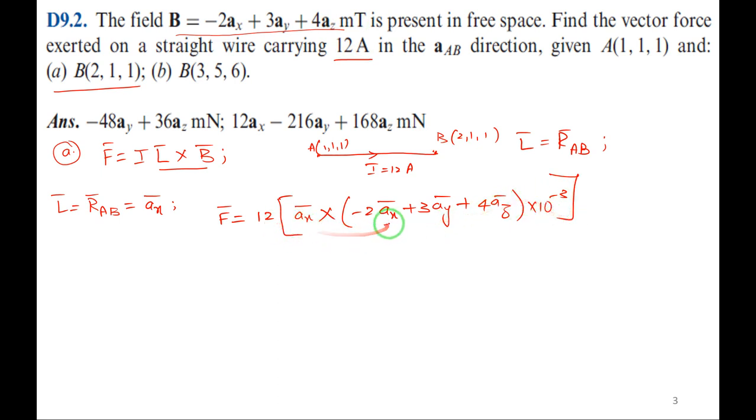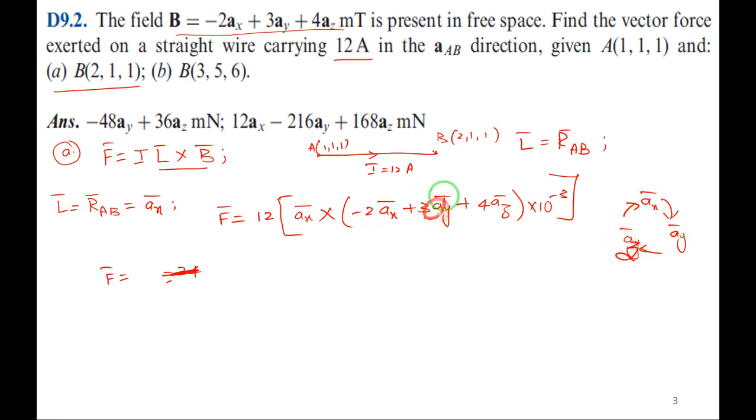AX cross AX is 0, so we will take the cross product. To calculate the cross product of unit vectors, I will take the help of the cyclic pattern. Multiply 12 by 2, that is 24, with a minus sign, minus 24. AX cross AX is 0 because sin 0 is 0, so I will not write this first term. Then AX cross AY is AZ.